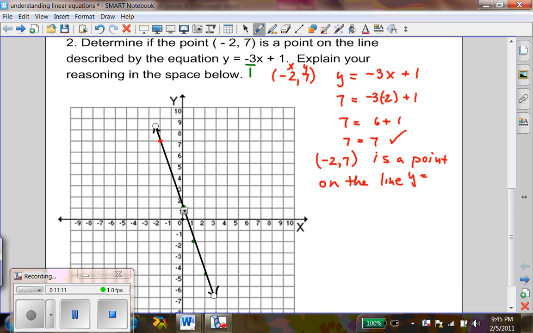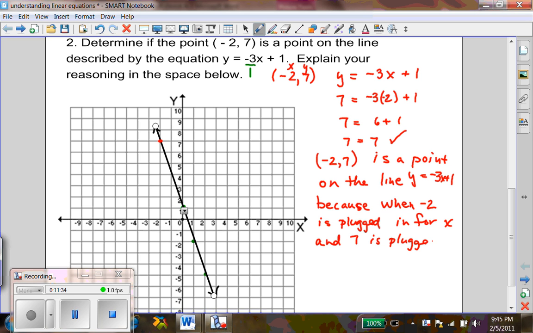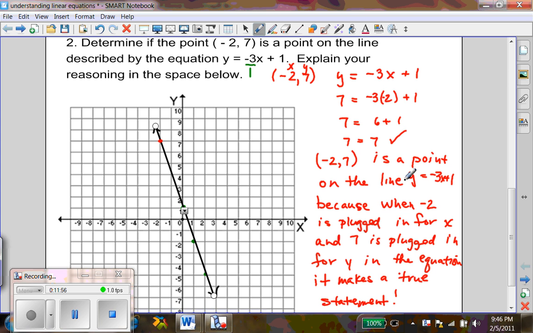Y equals -3x plus 1. And the reason why is because when -2 is plugged in for x and 7 is plugged in for y in the equation, it makes a true statement. And that is all there is to it. Boom!